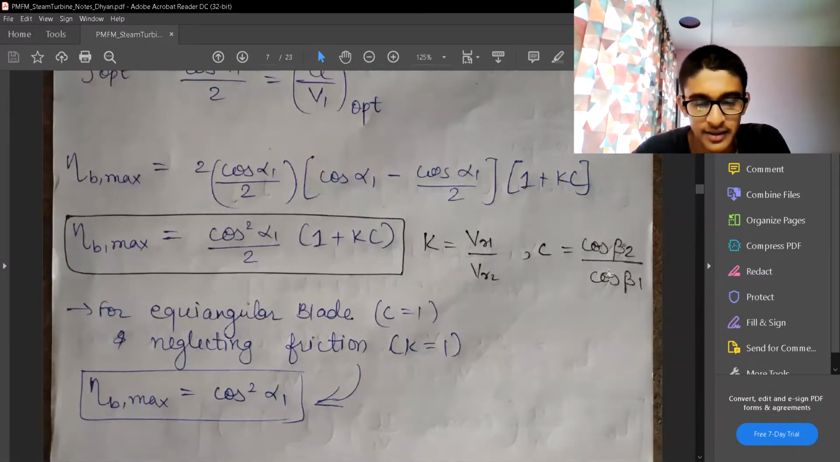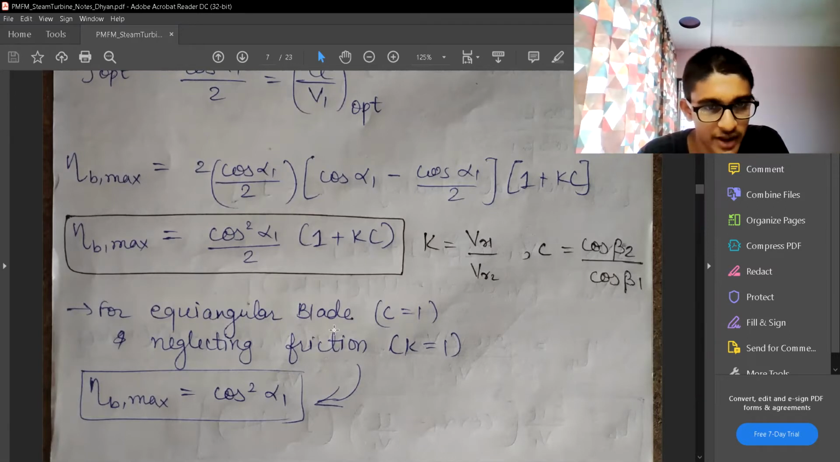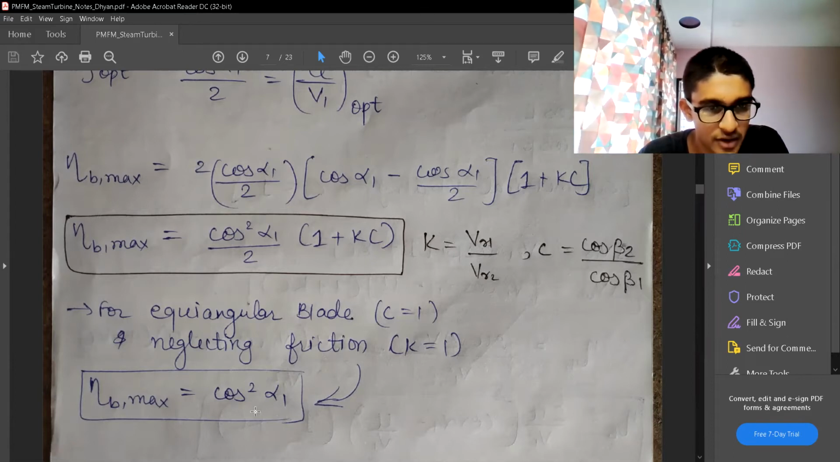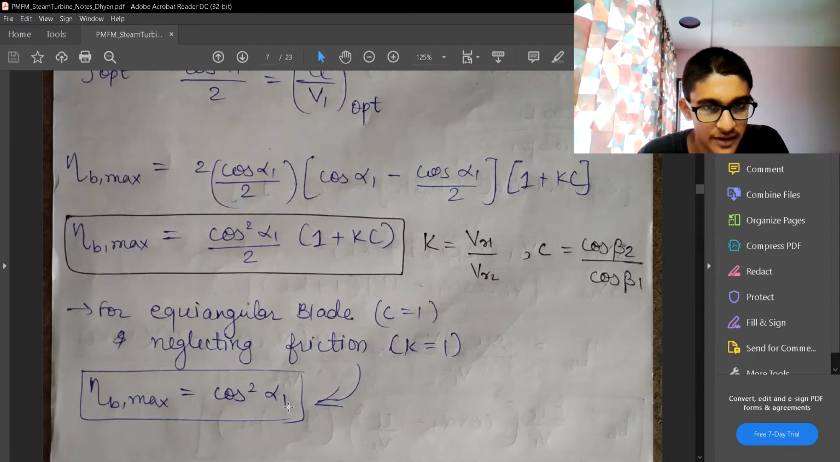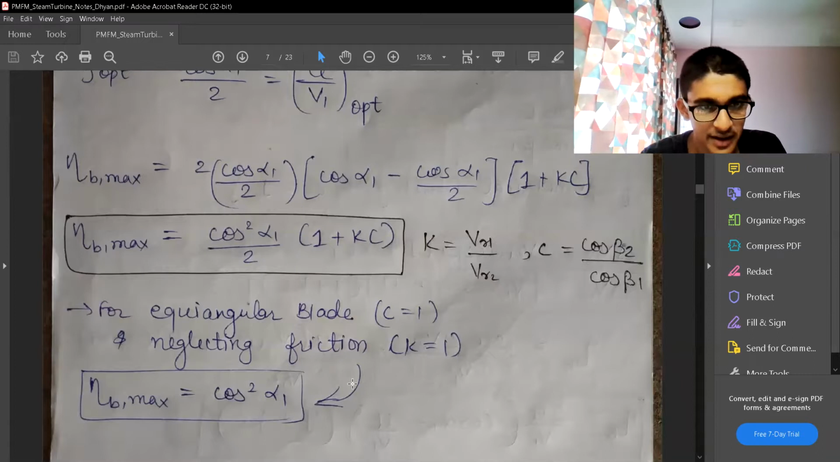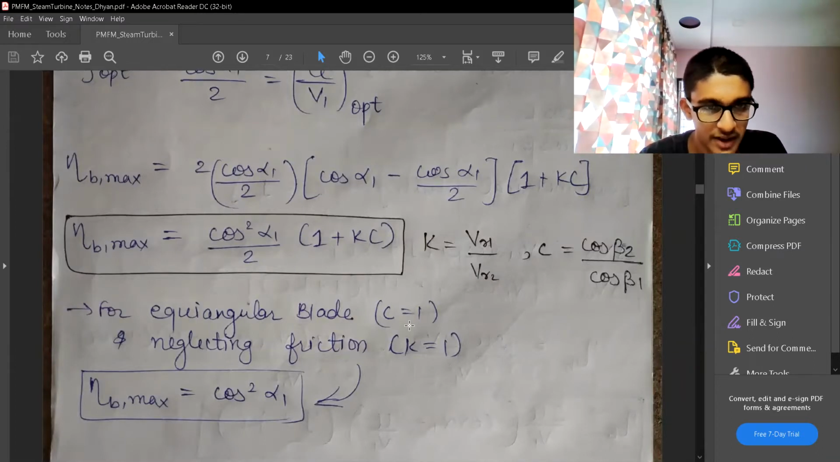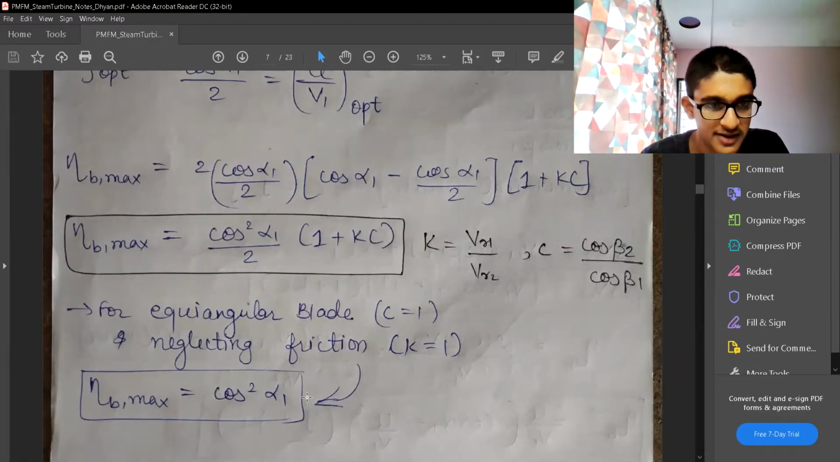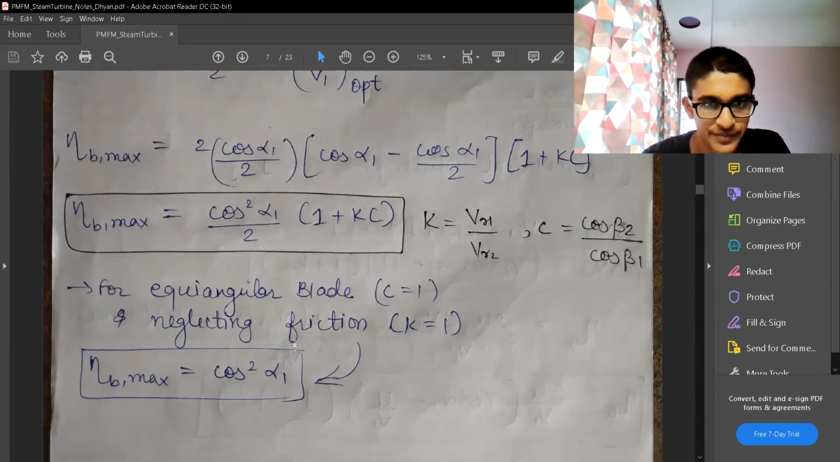K and C are written over here, VR2 by VR1 and cos beta2 by cos beta1. So for equiangular blade, C is 1 and neglecting friction, K is equal to 1. We get maximum efficiency as cos square alpha1. So this is the most ideal case. That is the maximum efficiency we can get, for equiangular blading and neglecting friction.